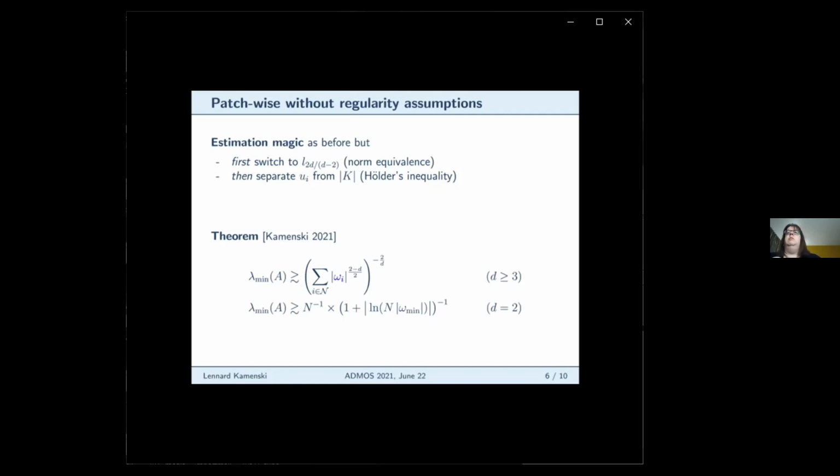Well, we take the same idea as before, but this time, first, we switch to this discrete norm, and only then we apply Holder's inequality to extract the solution vector. This way, at the end, everything magically fits together, and this time there are no regularity-dependent constants. In 2D, the bound is similar, only that the mesh non-regularity is inside a logarithmic factor.